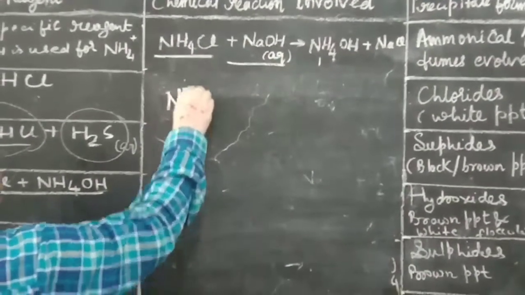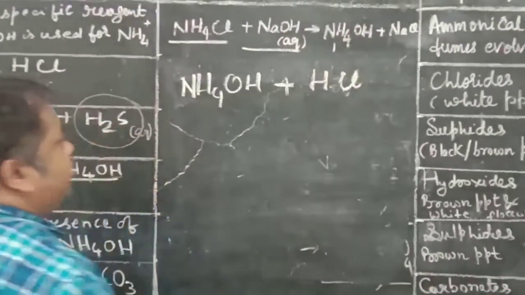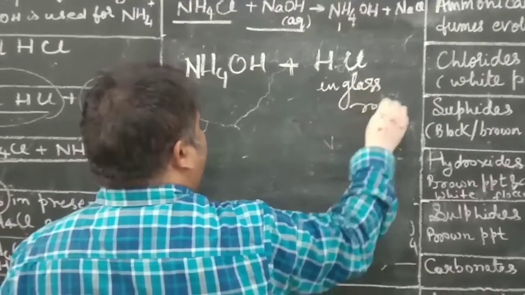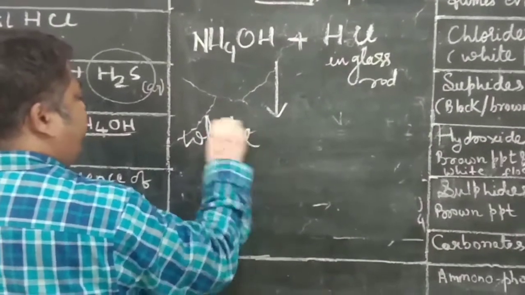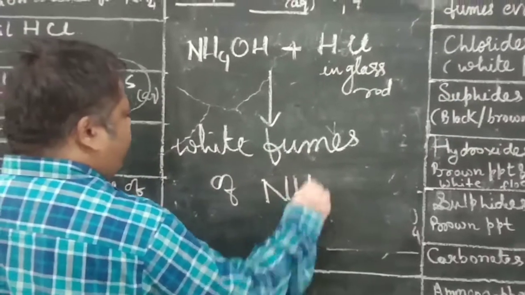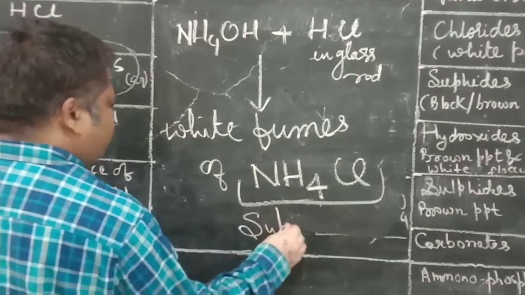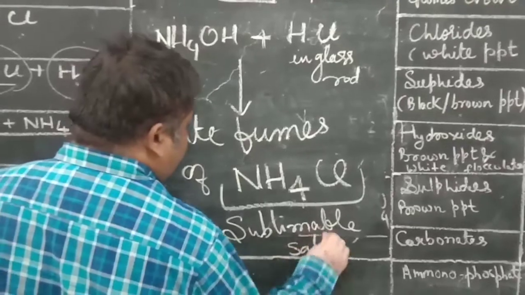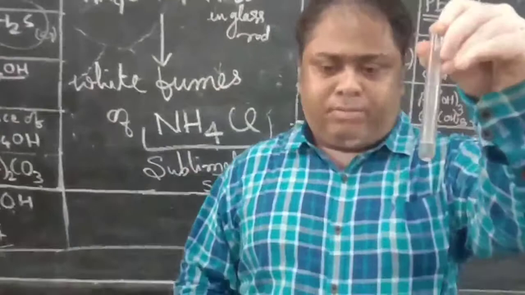Then the ammonia which was obtained was treated with HCl on a glass rod. This gave white fumes of ammonium chloride. This is a sublimable salt, you know, so it exists as fume very nicely. Still you can see that the fumes are there.